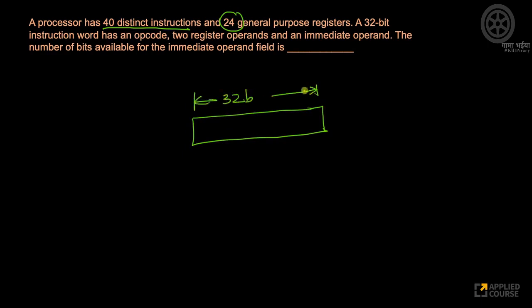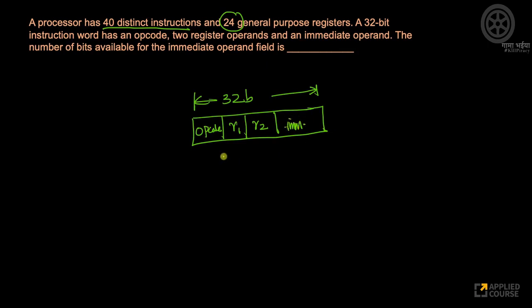It says a processor has 40 distinct instructions and 24 general purpose registers. A 32-bit instruction word. So you have 32-bit instructions here. It has an opcode and 2 register operands. So I have register 1, the second register, and I have a 4th operand also. So let's call it the immediate operand.